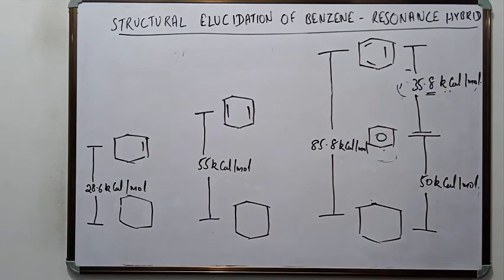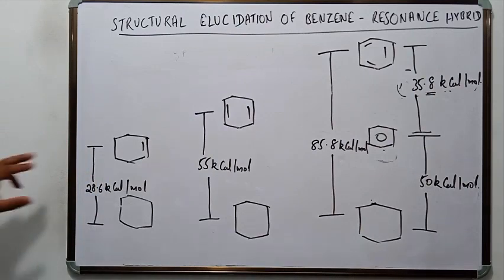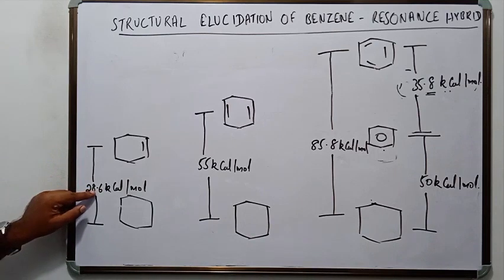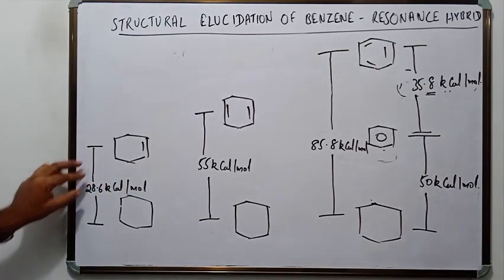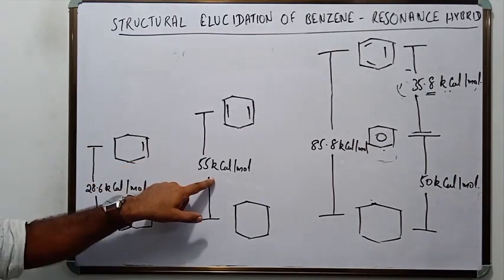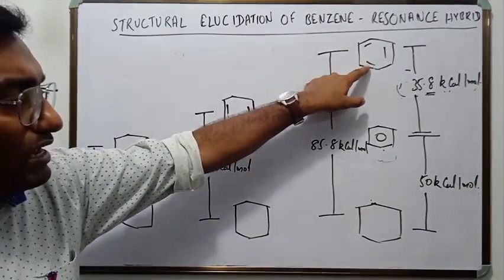35.8 kilocalorie per mole. I hope you got this second point very clearly. Let me repeat it. This is cyclohexene. To make cyclohexane, you release 28.6 kilocalorie per mole of energy. If you are adding hydrogen, this much energy will be released. Obviously, this would be double because it has two double bonds, and this would be triple because it has three double bonds.